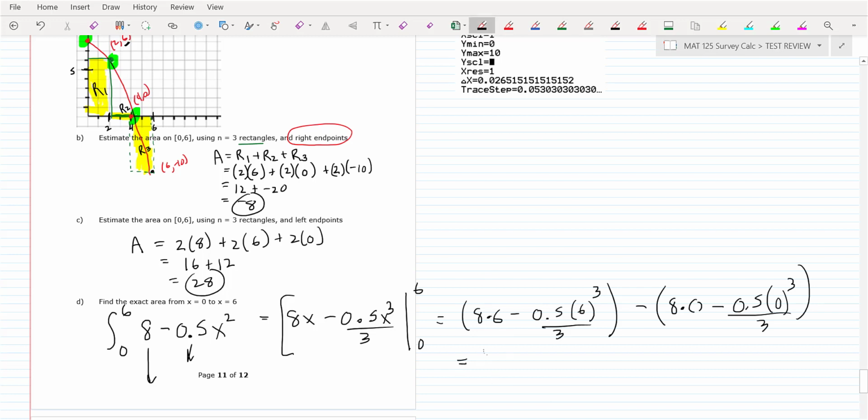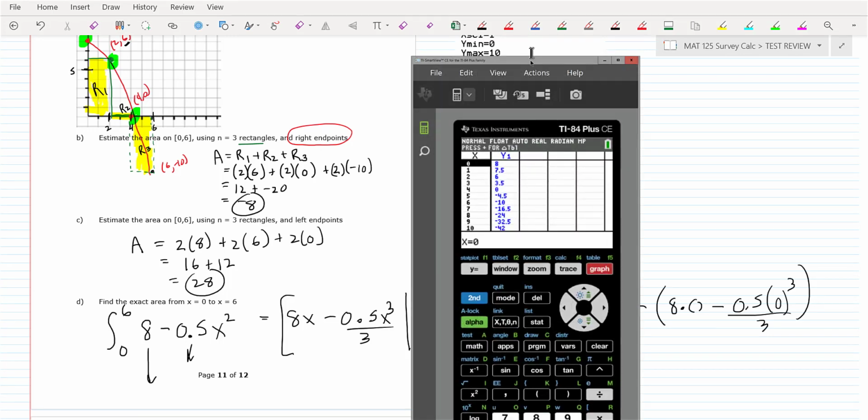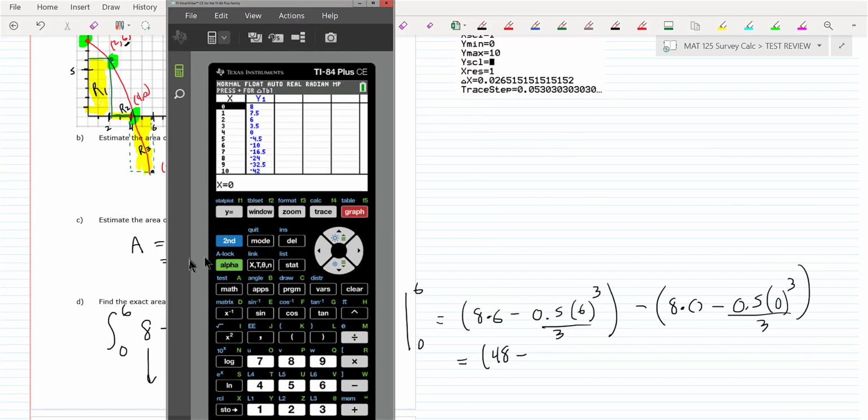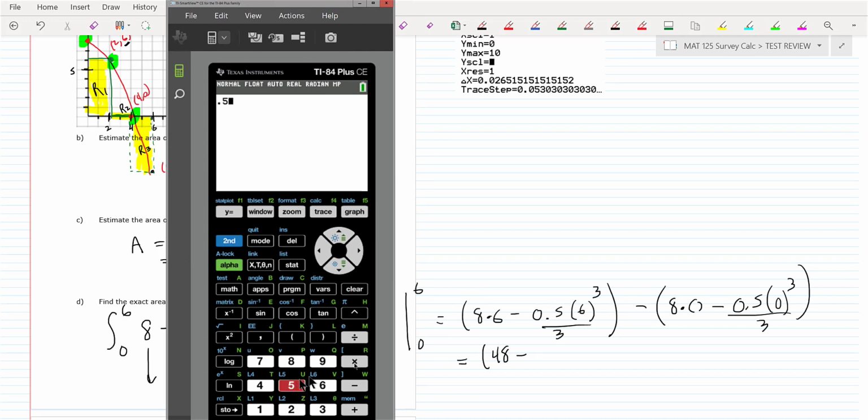So it looks like this is going to give 48. And if you get a decimal, that's okay, because you can convert decimals to fractions. I'm going to just remind you how to do that. So if I go 0.5 times 6 to the third, you can do that in one step. And take that and then divide that by 3. I guess that'll turn out to be a whole number, which is kind of nice. So you end up getting 36.